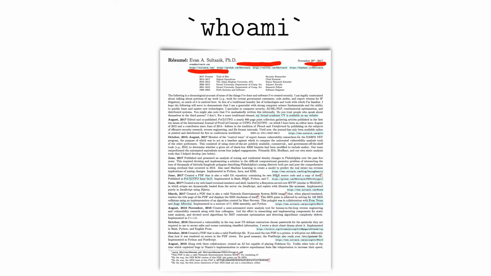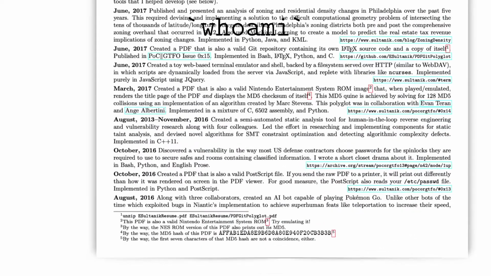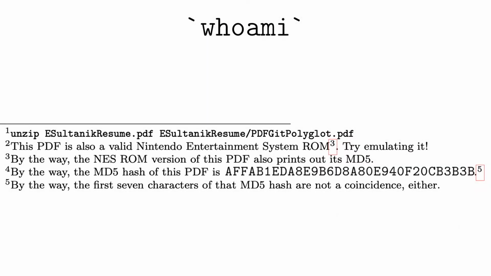But in this case, let's talk about my resume that I submitted to Trail of Bits a few years ago when I applied. If you were to look at this, you might have glossed over the footnotes, but they're actually relevant to the talk today, because my footnotes are asking you to unzip my PDF, and it's claiming that you'll get another PDF out of it that has something to do with Git. It's also saying that you can interpret this PDF as a Nintendo Entertainment System ROM. Also, the PDF is rendering the MD5 sum of itself.